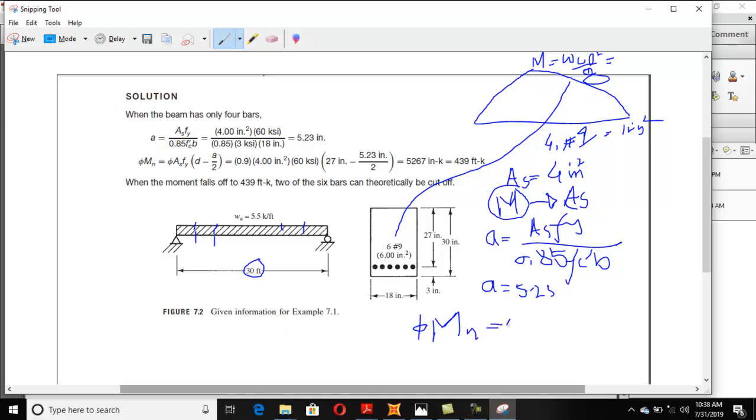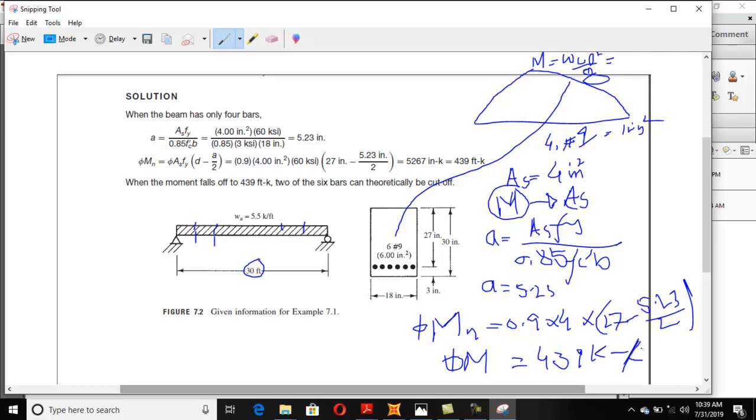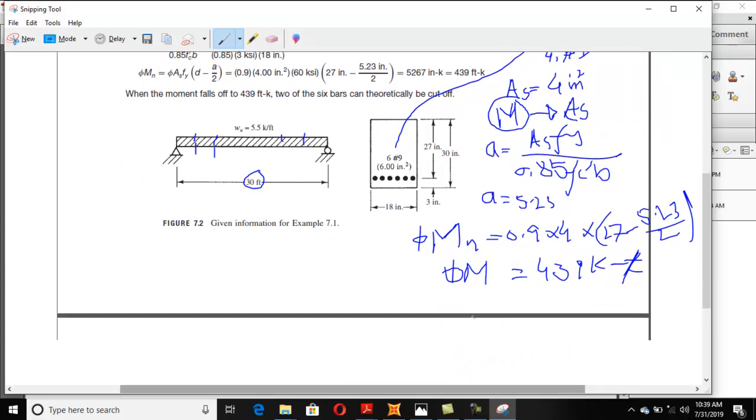Now you can get the moment capacity, that will be phi Mn, you can say that is 0.9 multiplied by AS that is 4, multiplied by d that is 27, minus a divided by 2, that is 5.23 divided by 2. You can get the moment capacity, that will be 439 kip-feet. Clear? So this means that when you provide 4 number of bars, it will give you 439 kip-feet moment capacity.